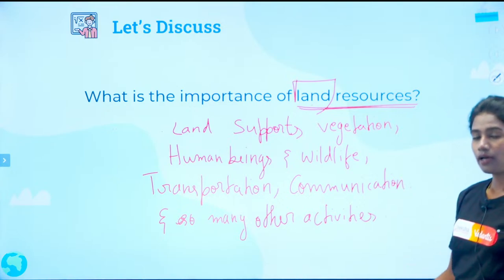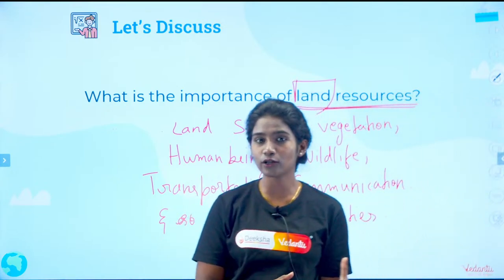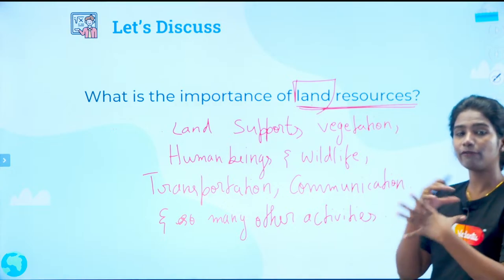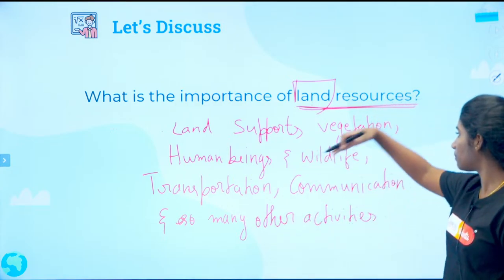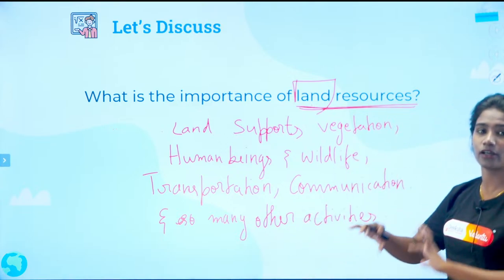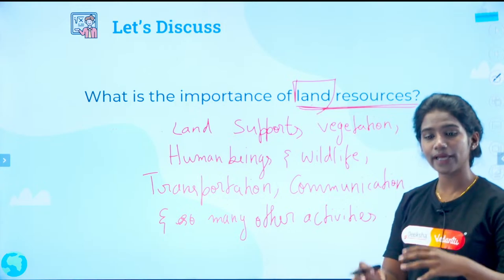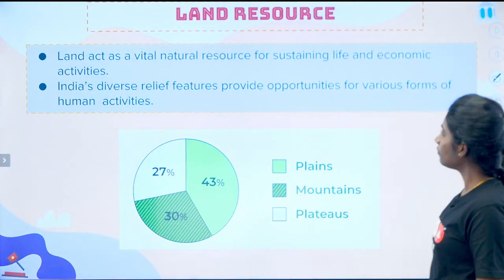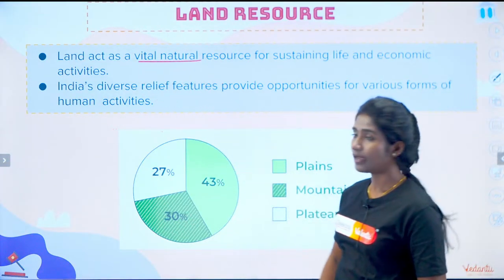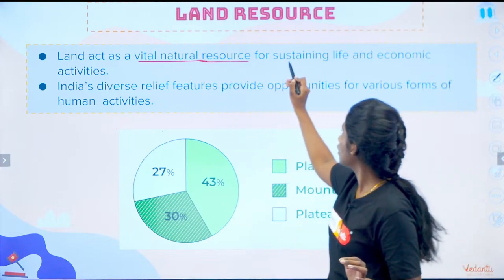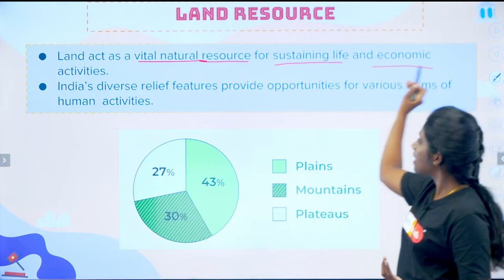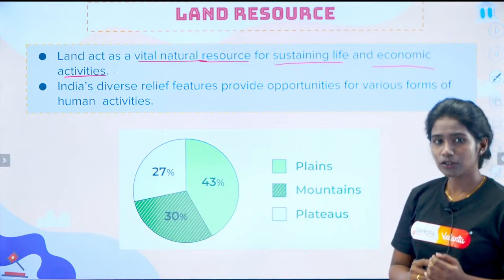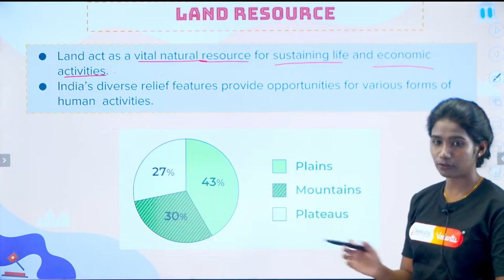So land is like the basis of every life form that is present on earth, because it supports vegetation, human beings, wildlife, transportation, communication, and much more. Construction of buildings, everything is done on land, right? So land is very, very important. It is a vital natural resource for sustaining life and economic activities, right? So now we are getting into the topic land resources.